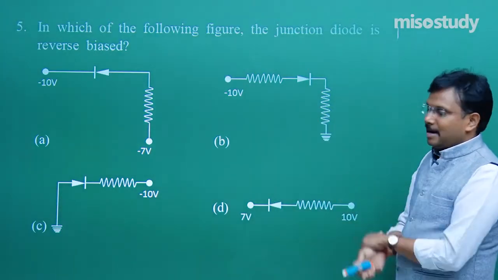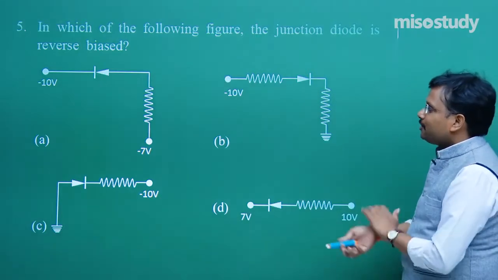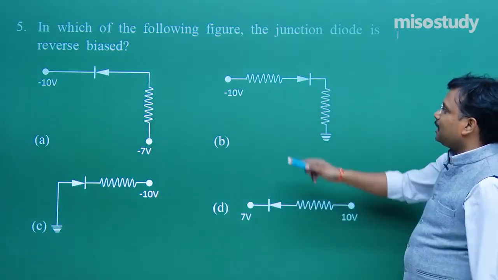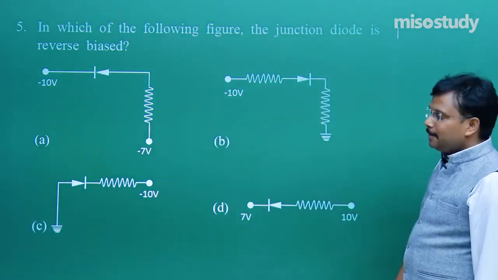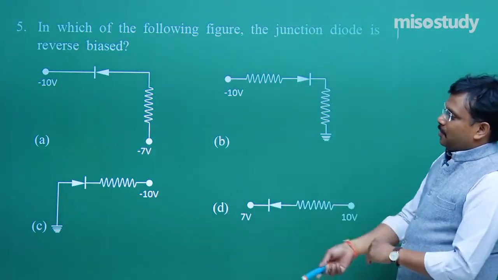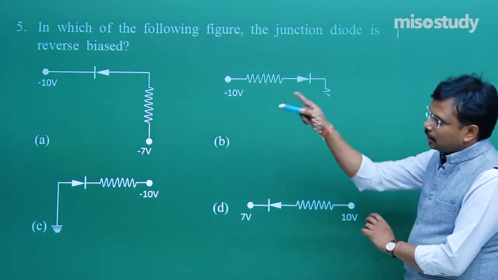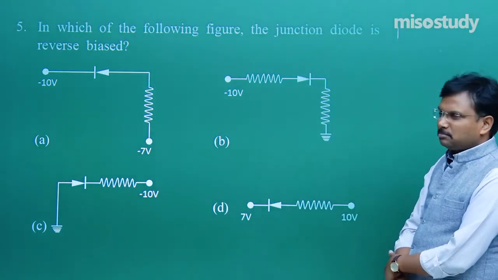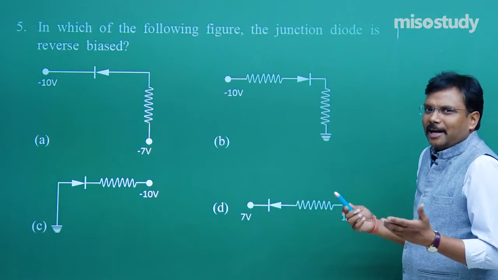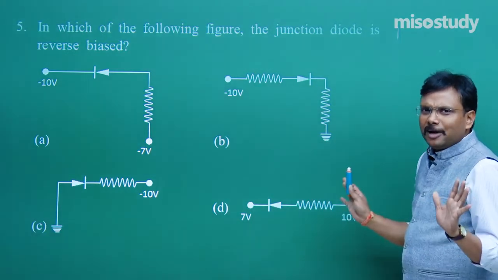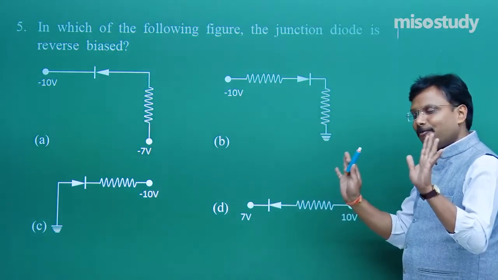So, let us start analyzing. Which one is the symbolic representation of p-type? Fine. So now one by one. About option A, minus 7 volt, the other end is minus 10 volt. Nothing you can conclude. Something like that feeling? No problem. It's perfectly fine.